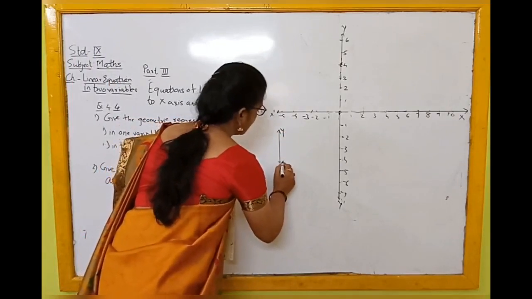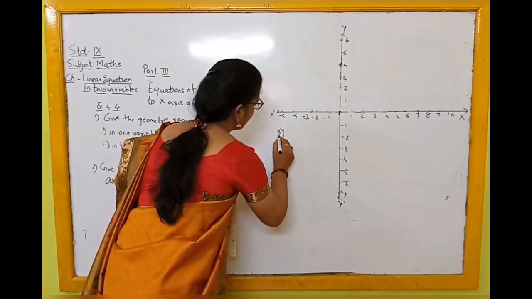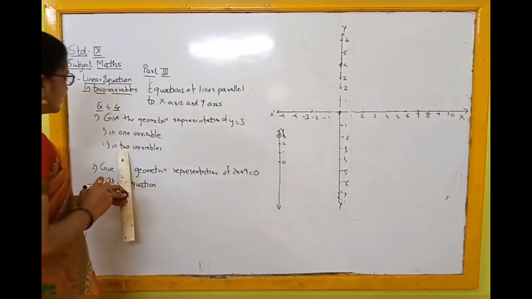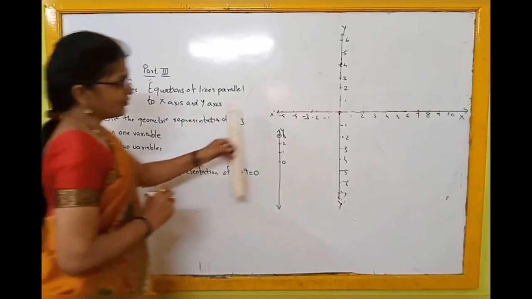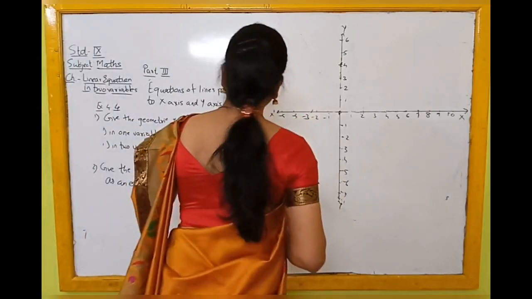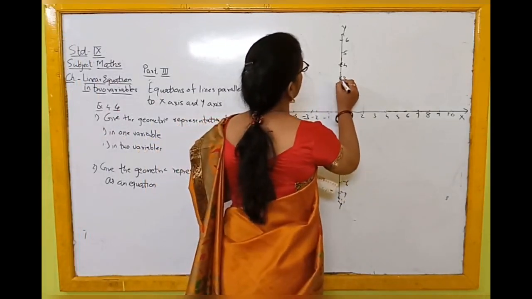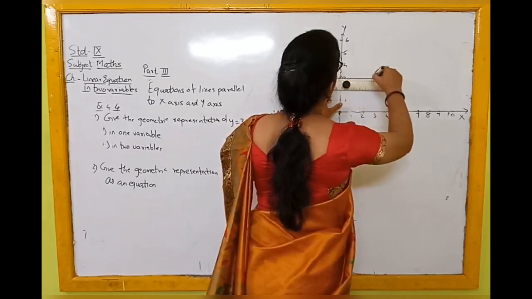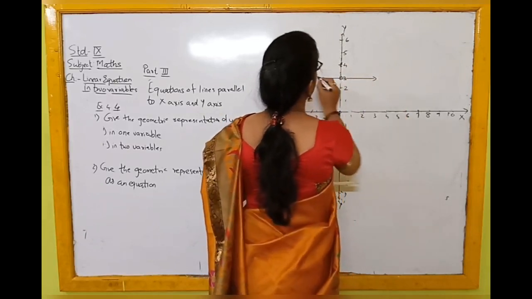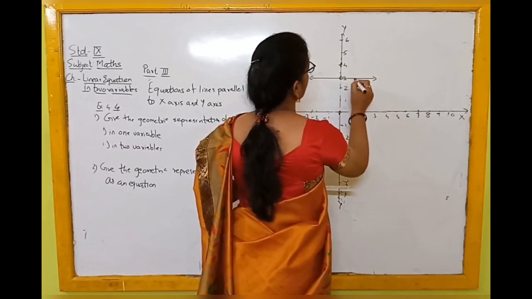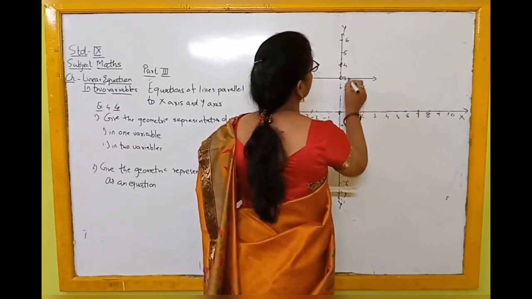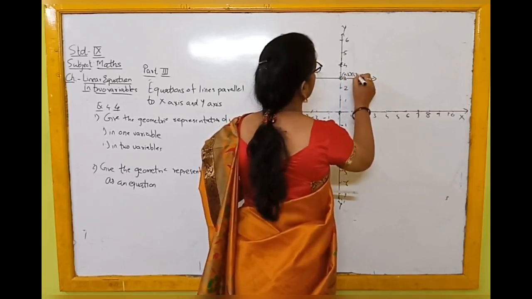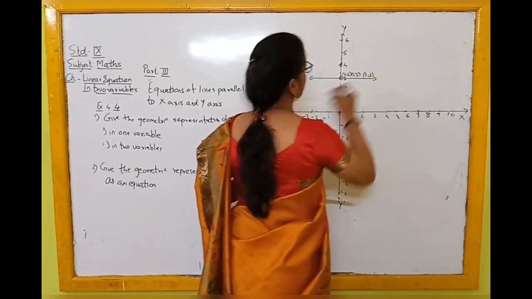Y-axis. This is 0, 1, 2, 3. So this is the point, y is equal to 3. Now if you want to represent it in two variables, you have to plot it here. So y equal to 3, this line here. So this is the representation. The coordinates of these points are 0, 3, this one 1, 3, 2, 3.